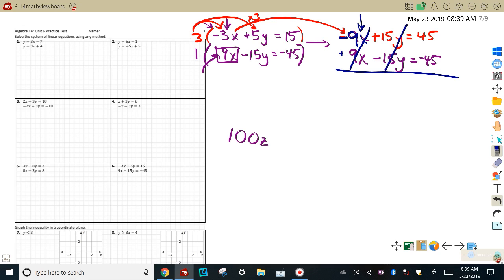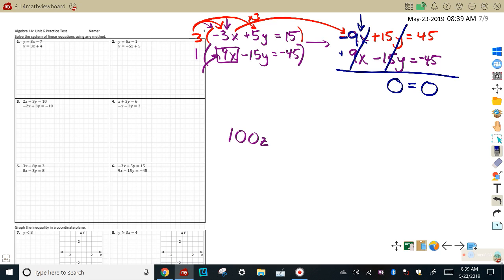Normally I wouldn't have to write 0, but since there's nothing left on the left side, I have to put a 0. I can't just leave a blank space. And then 45 and then a negative 45. That will also equal 0. So actually everything cancels out. What did we say when we get down to just numbers? We just determine if it's true or false. Would this be a true case or a false case?